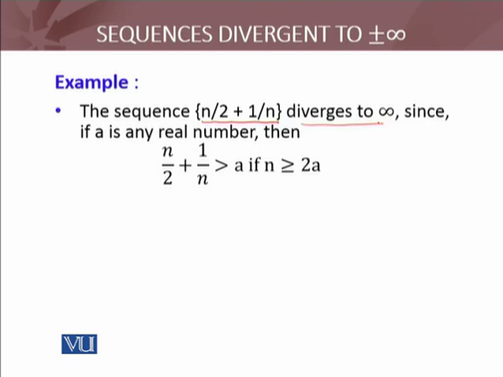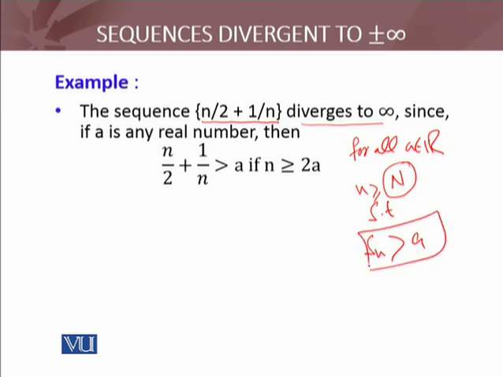Now recall the definition that we have discussed: for all real numbers A belonging to the real numbers, we have to find some integer, a natural number n, such that Sn is greater than or equal to, greater than, in fact, A, for all real numbers A. And this n we have to find out such that if n is greater than or equal to this number, then this is true for all real numbers A belonging to R.